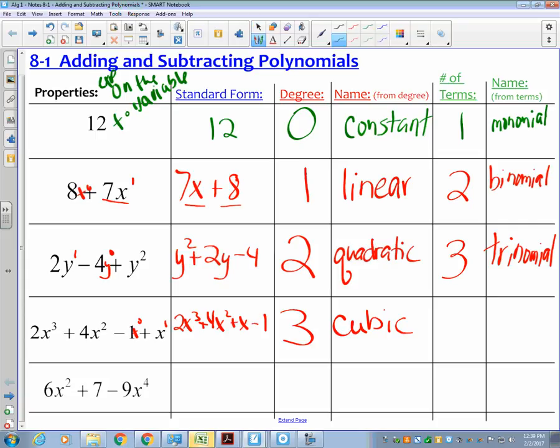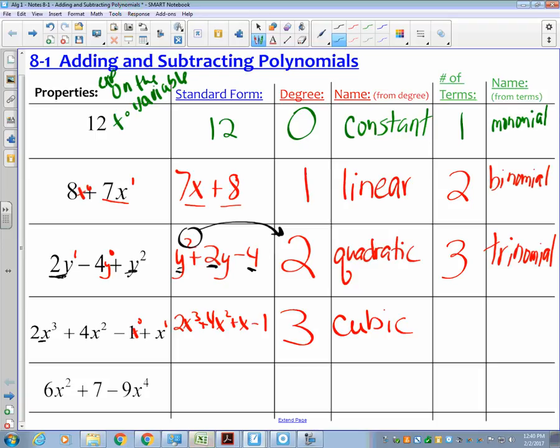This one here, we had y squared is a higher exponent, so it goes first. 2y has a power 1, so it goes second, and then 4 has a power of 0, so it goes last. The degree and the exponent match, so that's a second degree. It is a quadratic. It has 3 terms, 1, 2, and 3, and it is a trinomial.